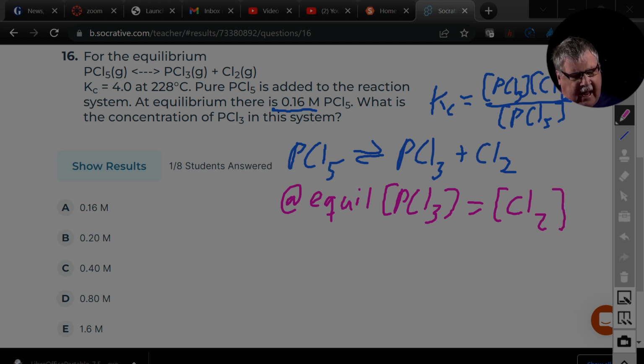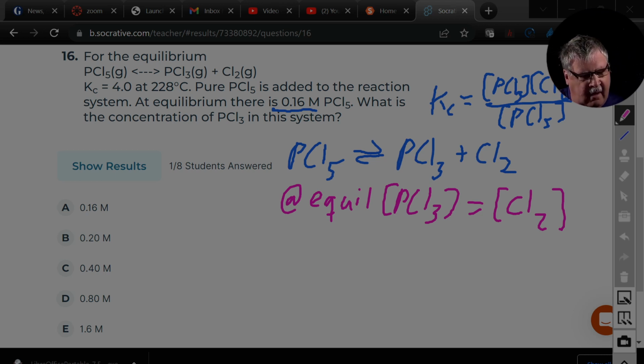For those of you who are in lab, this is something we've done twice with solubility product equilibria. We said, okay, if we can determine one of the concentrations at equilibrium, we can know that the other one is the same because they both come from the same place. They both come from the equilibrium itself.